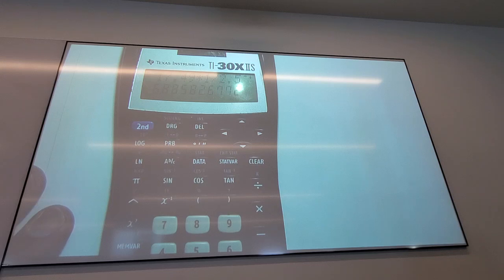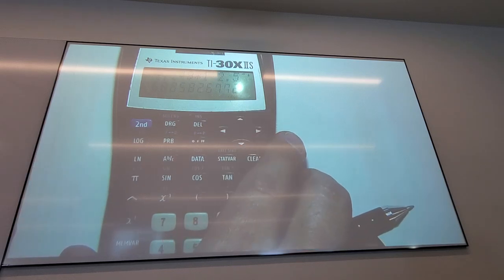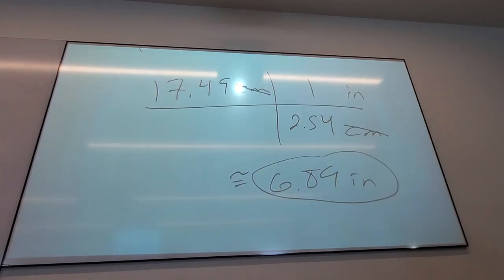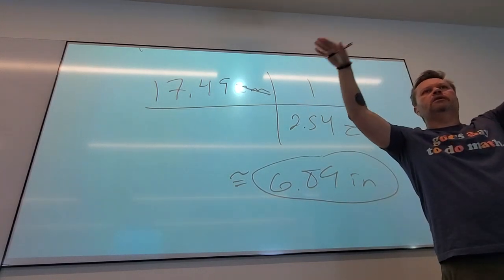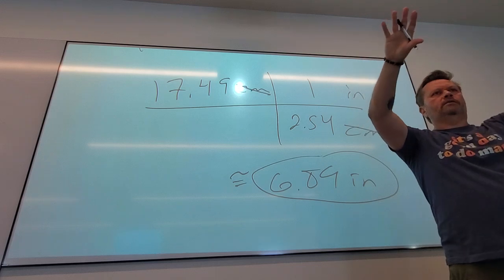Okay, I should use my TI calculator because it's backlit. You can see it better. Is that what you guys are getting? 6.89 if I want to round it? So I put approximately: 17.49 centimeters is roughly 6.89 inches. The little grid dude kicks so much ass.